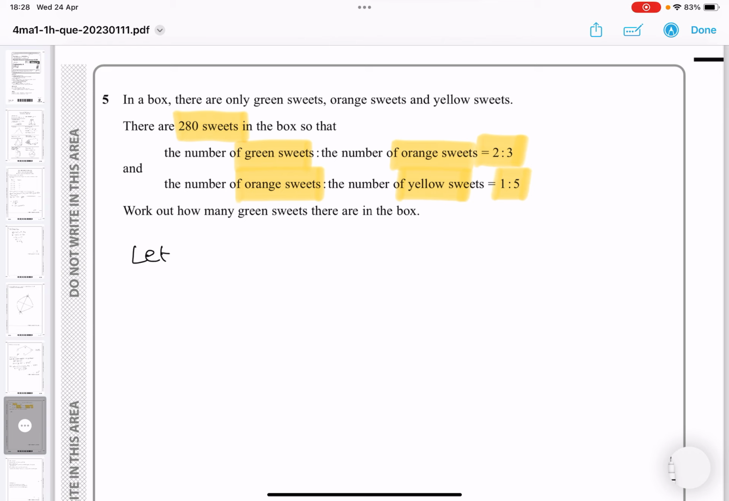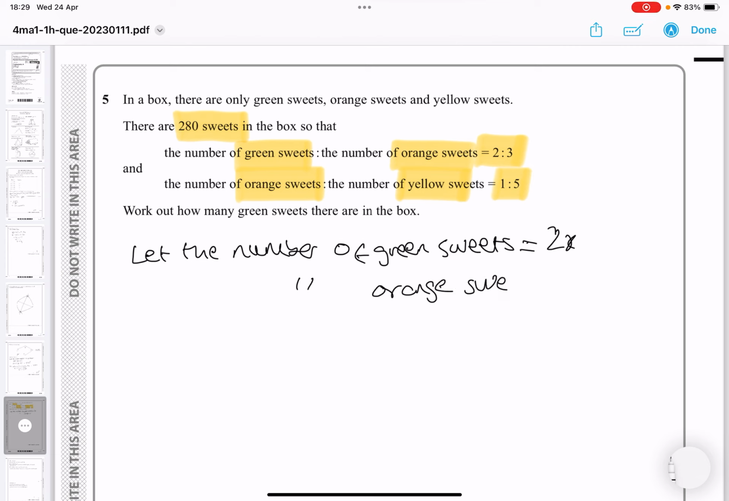So I'm going to say, let the number of green sweets equal 2x, okay? The reason I'm using 2x instead of x is because once you use x, it's going to get very complicated because you're going to have lots of fractions in your algebra, and that's not very nice to solve. So I'm going to use 2x. Now, we know that the number of green sweets and number of orange sweets is 2 to 3. So if we have number of green sweets as 2x, then the number of orange sweets must equal 3x because the ratio is 2 to 3. Okay? As you can see, the ratio of this to this will be 2 to 3.